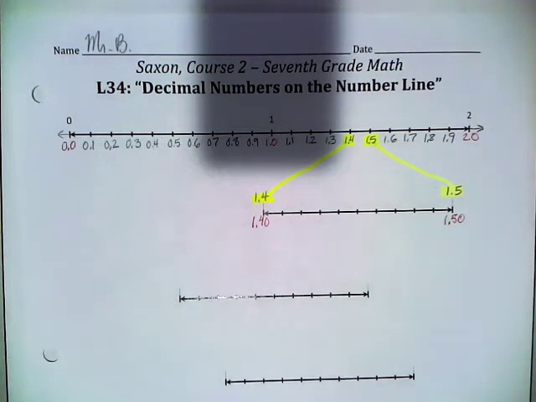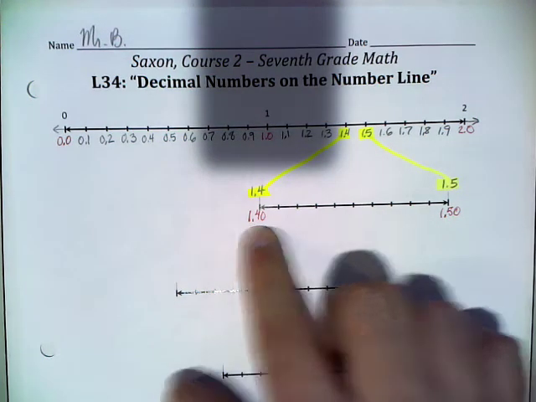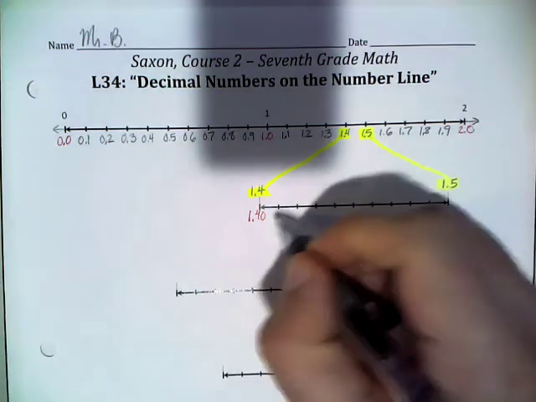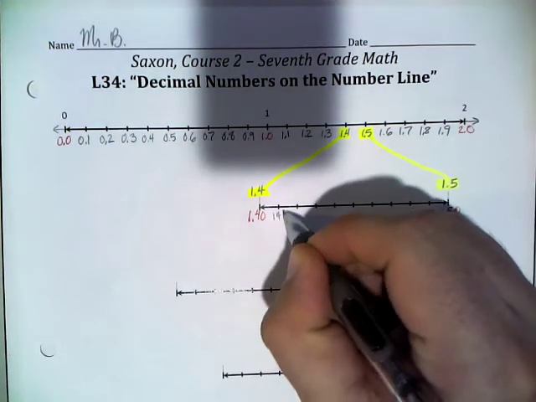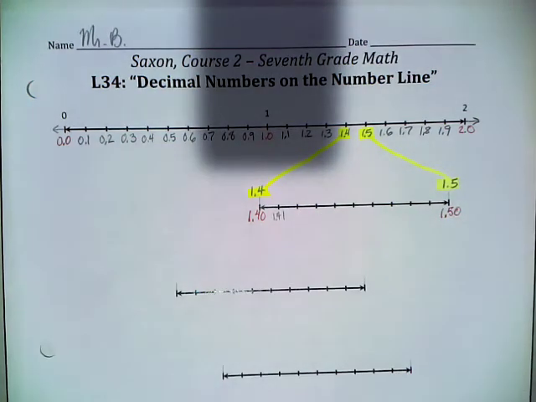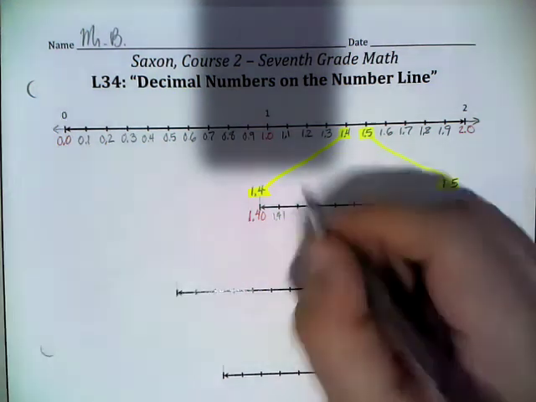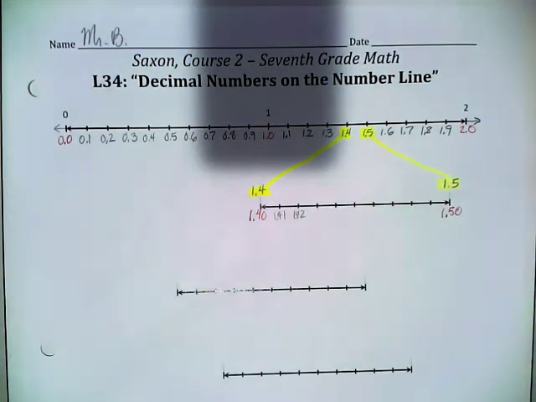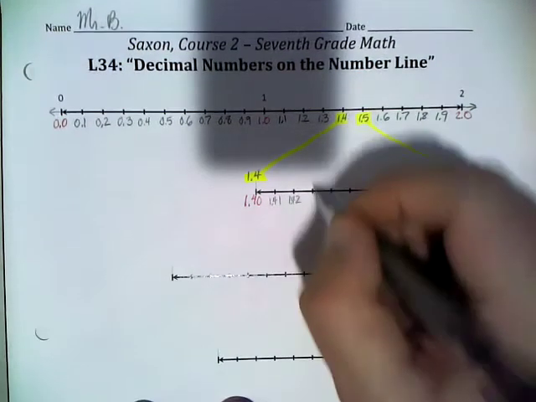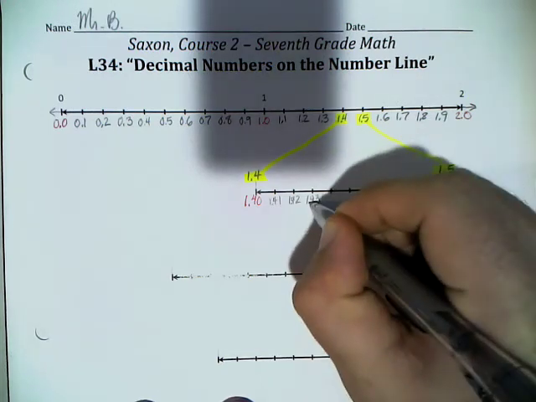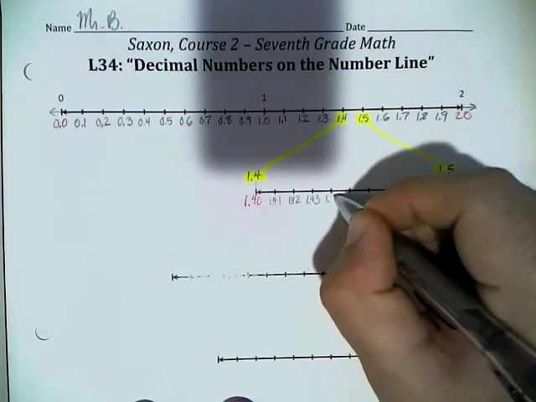So if we ignore the decimal here, this is going to look like we're counting from 140 up to 150. So that means my first tick mark then must look like 141. Now it's not 141, it's actually 1.41. It just looks like 141. So the next one's going to look like 142, but it's not actually 142, it's 1.42. And so the next one will look like 143, but it's really 1.43. The next one will be 1.44.